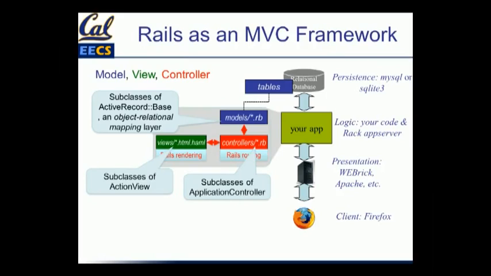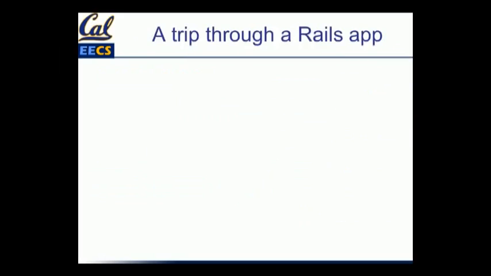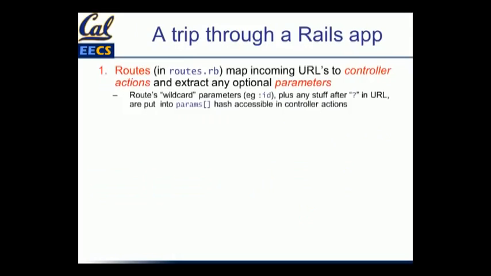So with that in mind, let's actually see in what order the moving parts are exercised if we take a little trip through an app. The first thing that happens when a URI arrives is that the routes file is consulted to map that URI and the HTTP method, like GET or POST, to the appropriate controller action. And if there's any optional parameters, those are going to get extracted.